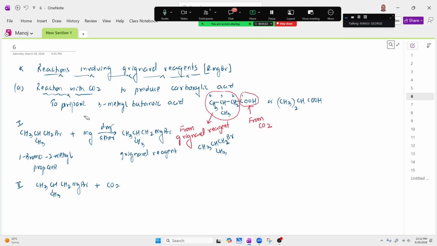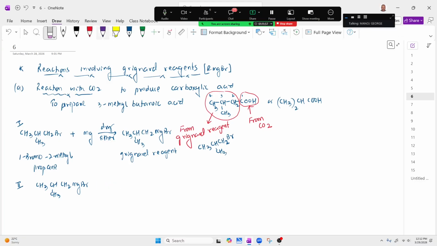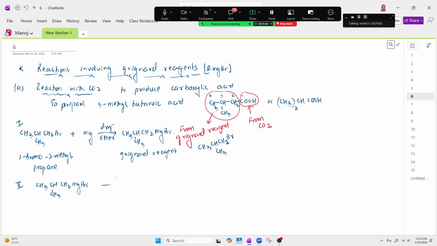I'm just trying to give the best writing style. Hold on. So this is my Grignard reagent. I'm just going to say react this with CO2 and then H2O followed by H plus, followed by what is called acidic hydrolysis. So once CO2 reacts with it, whatever compound it forms, we do acidic hydrolysis of it.